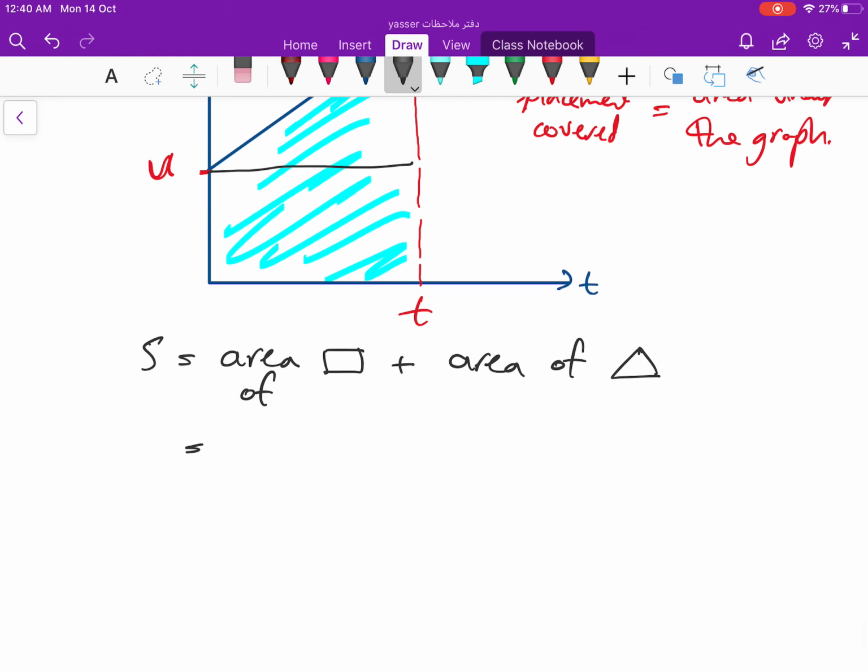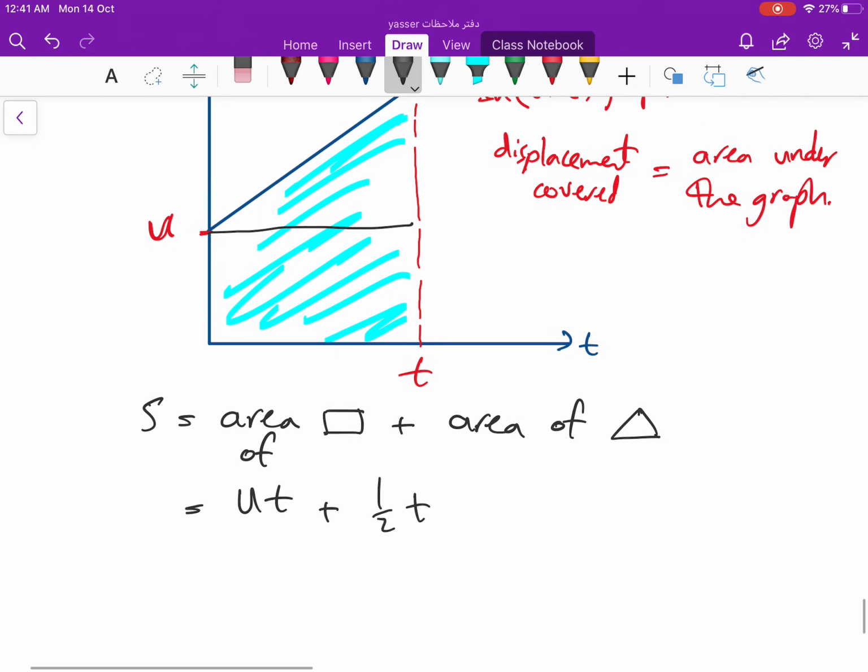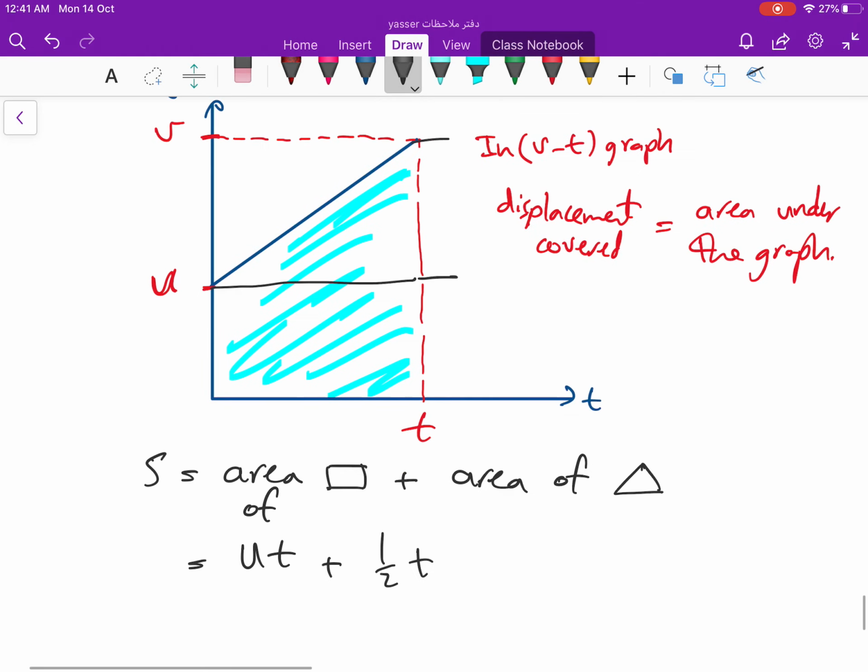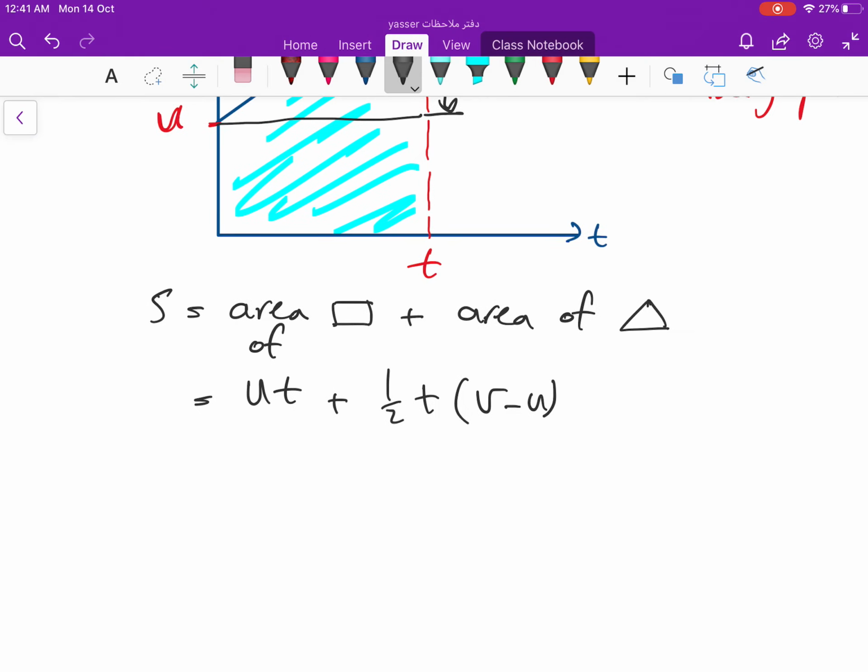What is the area of the rectangle? It is ut, length by width. What is the area of the triangle? It is half base by height. The base is t and the height is here, the distance between these two points, so it's v minus u. We know from the derivation of the first equation that at is equal to v minus u. So we are going to remove v minus u and substitute it by at.